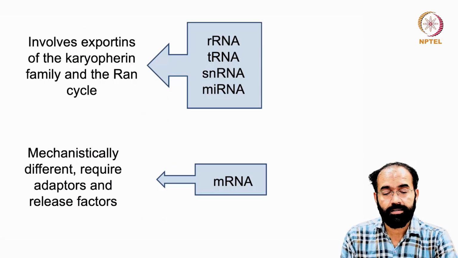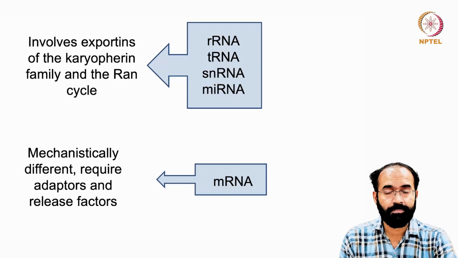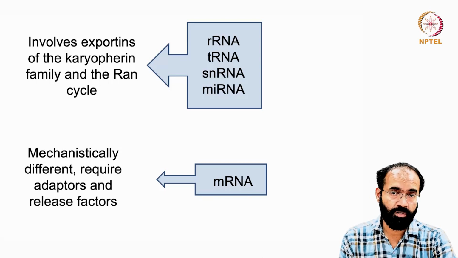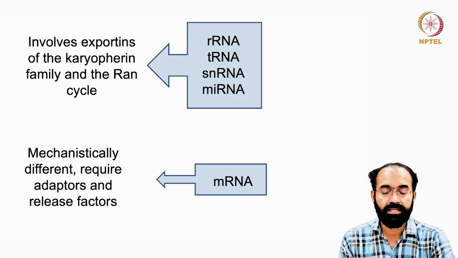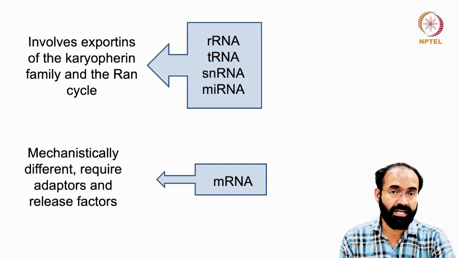So now let us see what are the RNA species which are exported into and out of the nucleus, and whether they are similar or dissimilar, or can we group them?